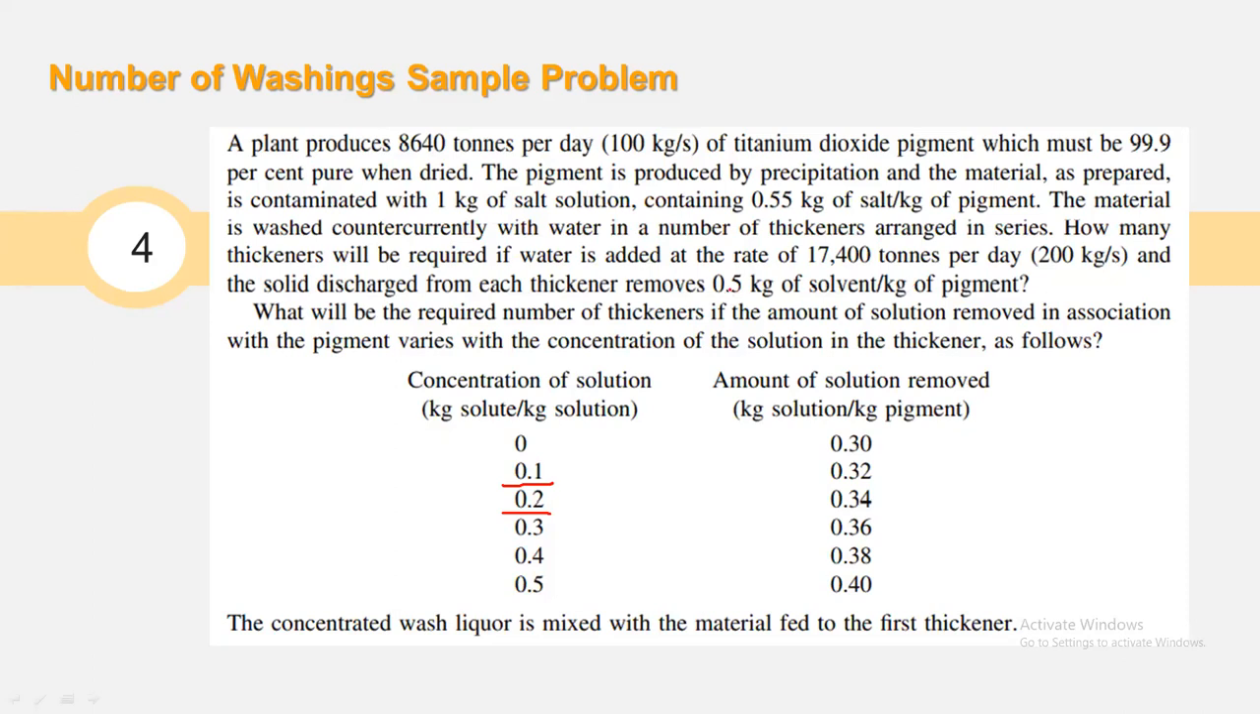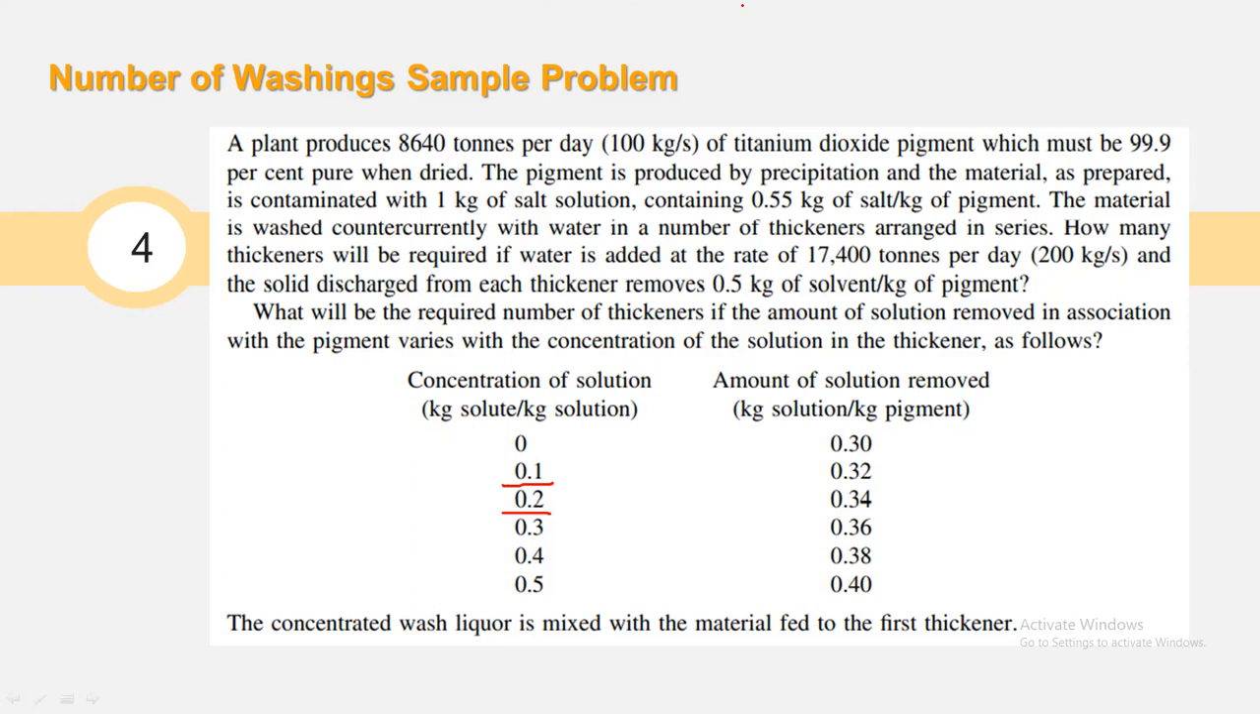So this is your solvent concentrate. This is the amount of solvent removed in your thickener, which is fixed already for the first scenario of finding N. For the next requirement, what is also the required number of thickeners if this time the amount of solution removed in association with the pigment varies with the concentration of the solution in the thickener. So the first one, there's no variation in amount of solution removed based on concentration of solution. So both are asking for the number of thickeners.